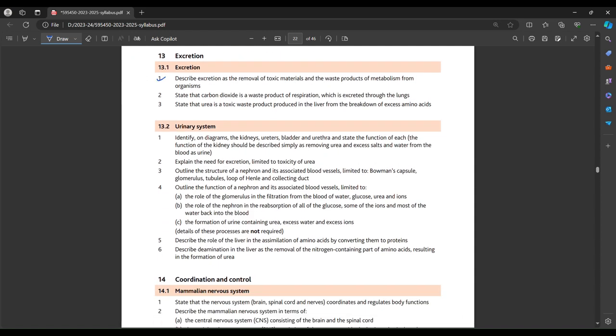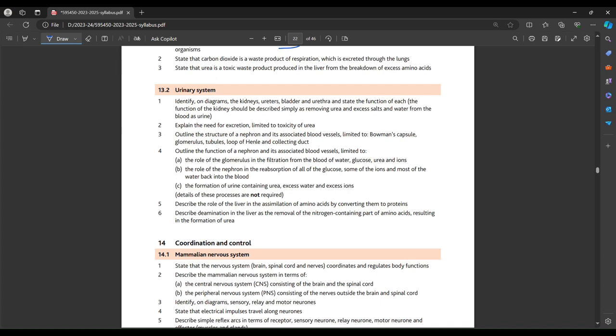Excretion is the removal of toxic material and waste product out of the body. Now, formation of urea, you know what happens during the deamination of amino acid. This is a very important topic. RCHNH2COOH. This is the structure of amino acid.